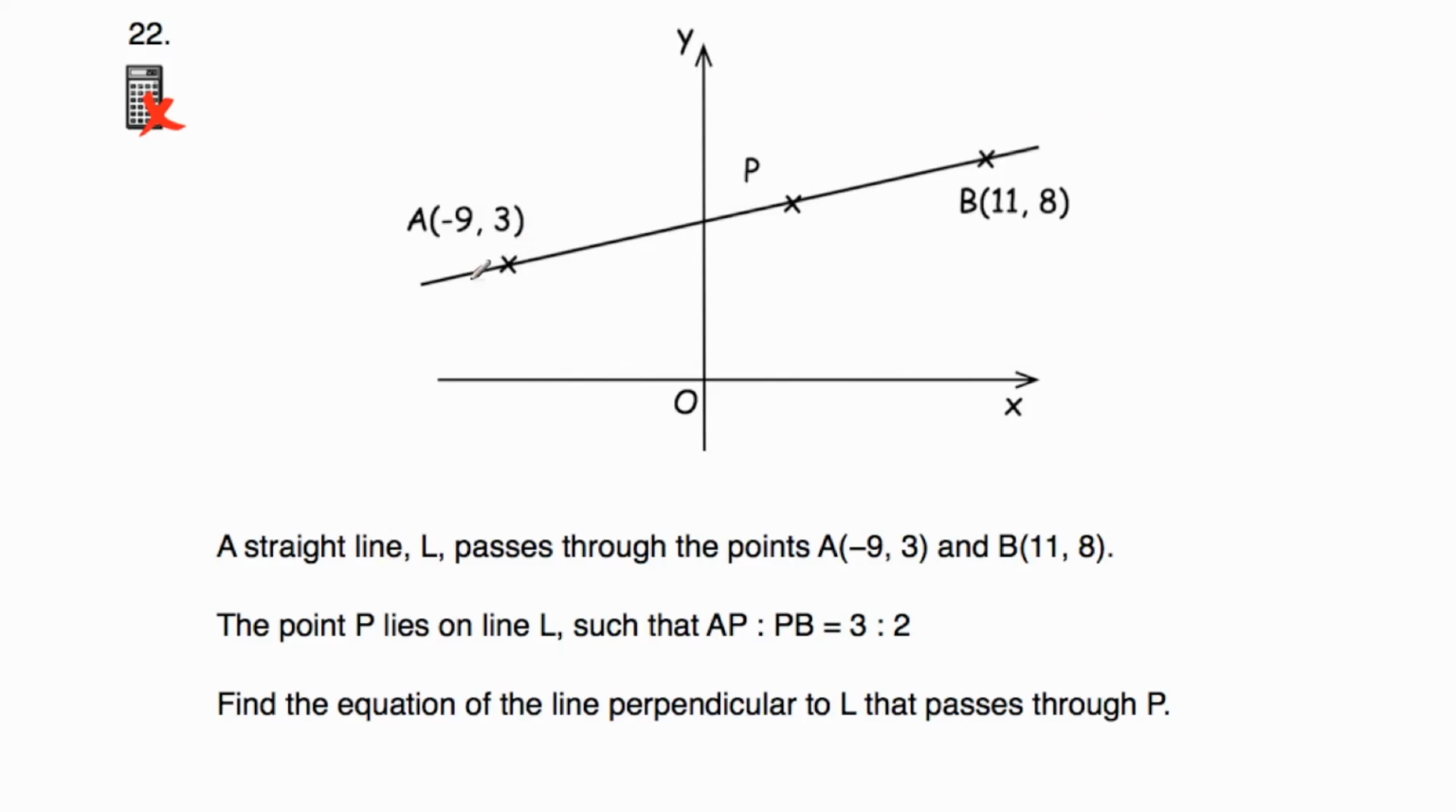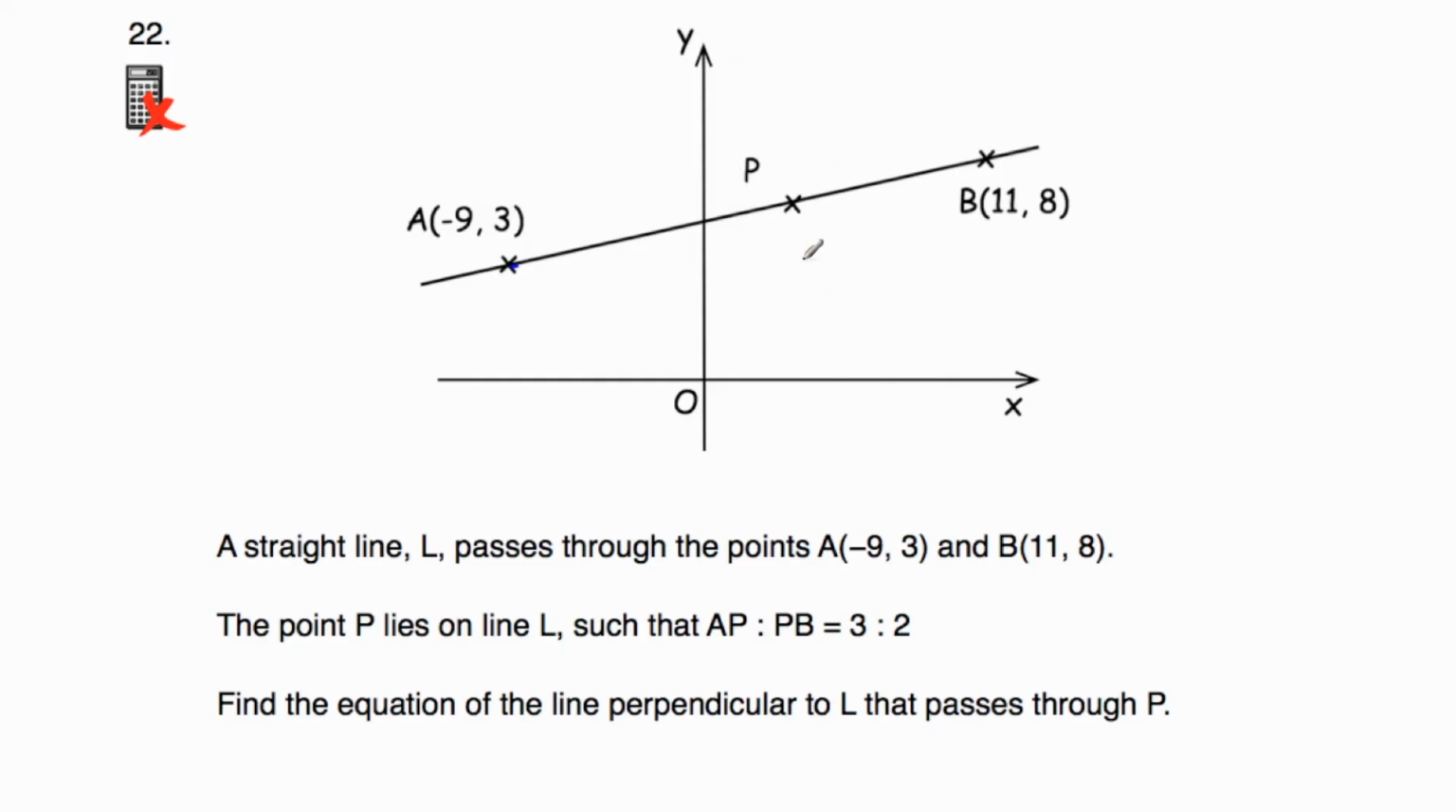And the point P lies on this line such that the ratio of AP to PB is equal to 3 to 2. So in other words, if this distance was 3, this distance would be 2. If this distance was 6, this distance would be 4, and so on. And we've been asked to find the equation of the line that's perpendicular to L and passing through P. So there's going to be a line that's perpendicular to the line L that passes through P, and we need to find its equation.